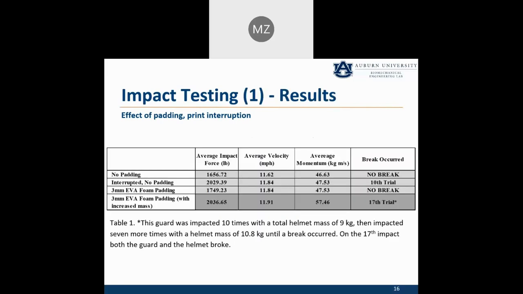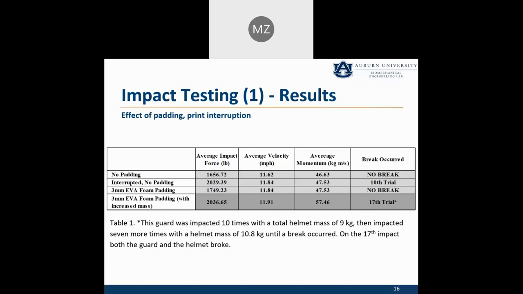And here are the results. If we had no pad, the no padding condition here, you can see if you're interested in the impact force, we average about 2,000 pounds impact force, so really high impact force, about 11 miles per hour impact velocity. And the no padding condition, we actually did not see a break. The interrupted condition, so we stopped the 3D print for 24 hours, we saw a break, but it was actually on the 10th trial. It made it all the way to the end. The EVA foam padding condition with no interruption also did not break.